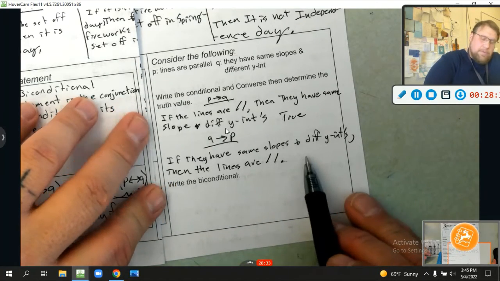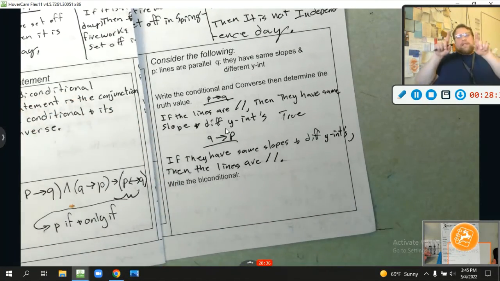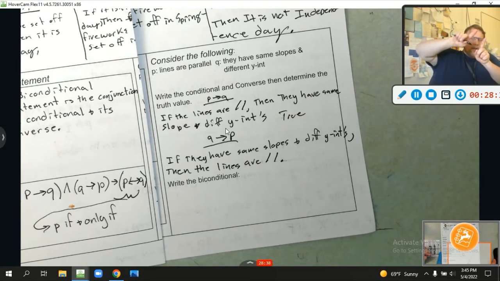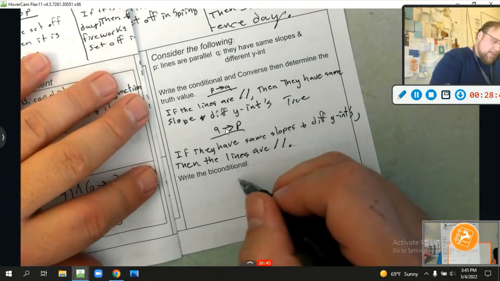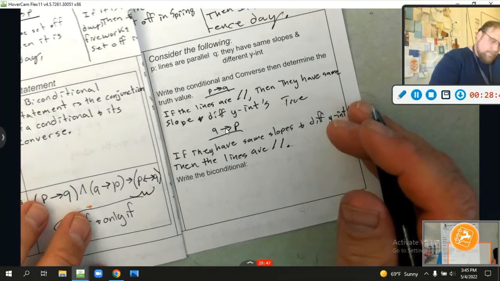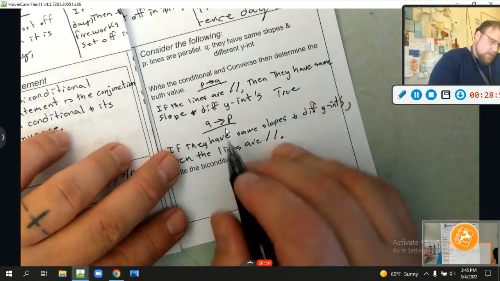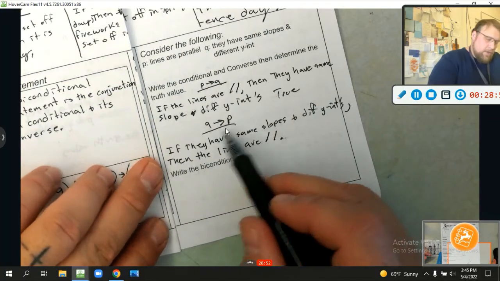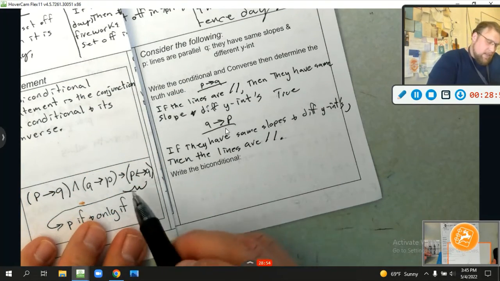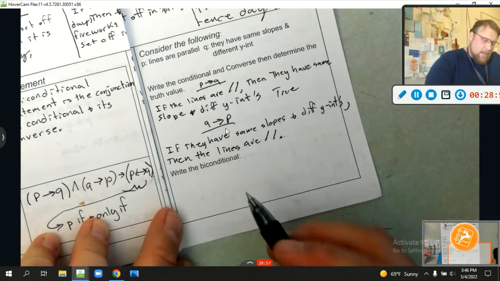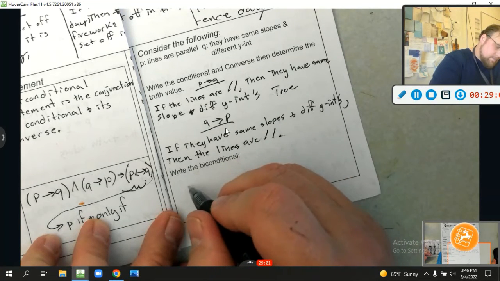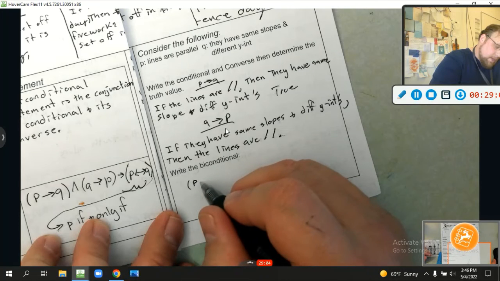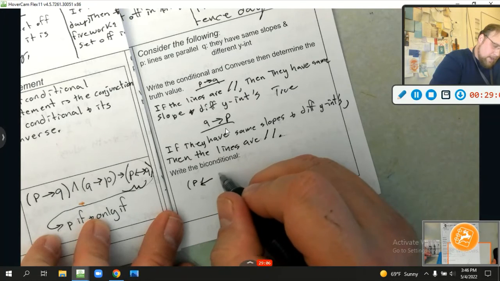If they have the same slopes and different y-intercepts, we have two lines, same exact slopes, different y-intercepts, so they're starting at different spots on the x-y axis. And it says, if that's true, then the lines are parallel. Guess what? That's also true. So if P then Q is true, and if Q then P is true, it's true both ways, then we're told we can rewrite this. And when we rewrite it, we're going to say P if and only if Q.